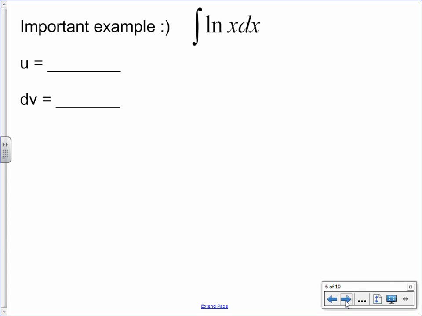This is a very important example. Please be sure to write it down. Have we ever taken the antiderivative of the natural log? Some of you may have been wondering, well, how do I take the antiderivative of a natural log? What is it?